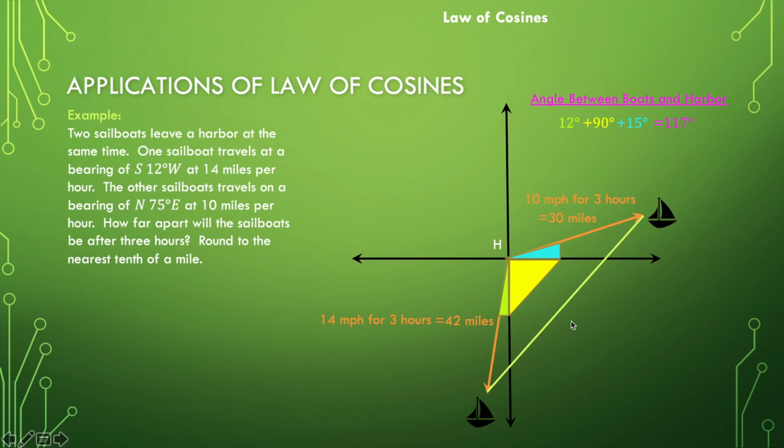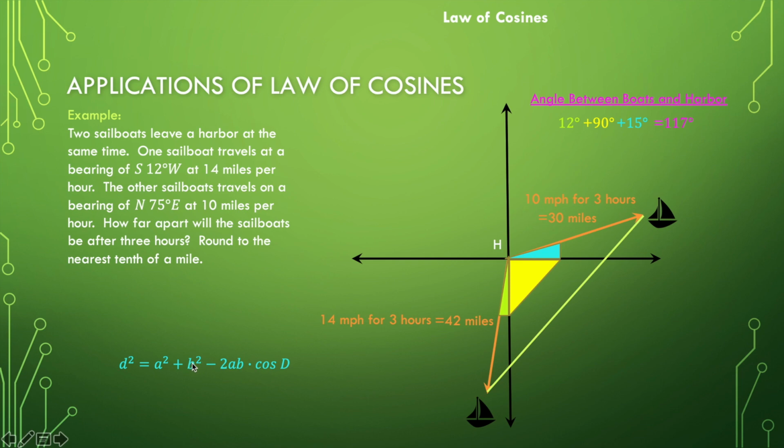Let's call this distance d, and we can set up our law of cosines because we're solving for d. So d squared will equal a squared plus b squared minus 2ab times the cosine of d.